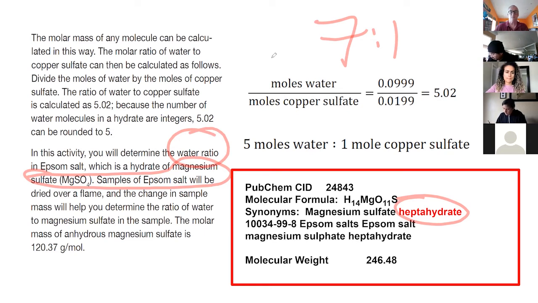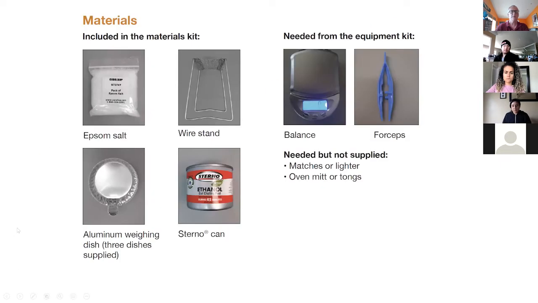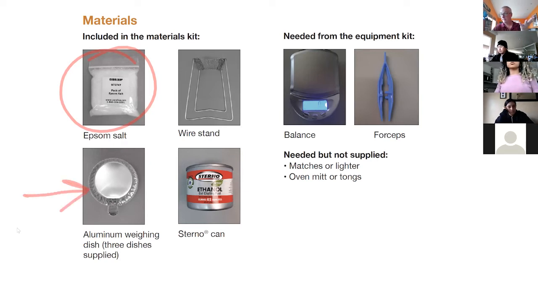So this is what we're going to need to do this reaction. We should have our bag of Epsom salt. We have a wire stand. Everyone should have the little wire stand. We're going to do this reaction in triplicate because when we're doing these sort of analytical experiments, we want to do them in triplicate at least. So we're going to weigh out our hydrated salt into these aluminum weighing dishes, and then heat these up.